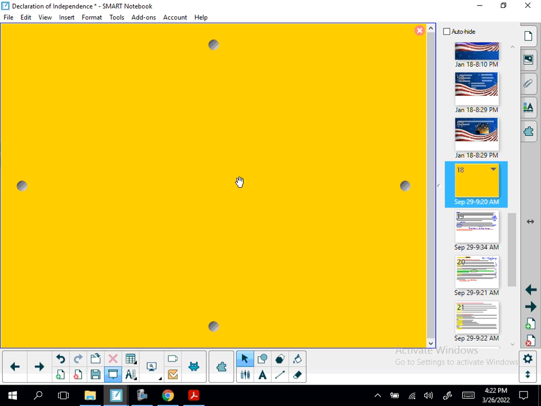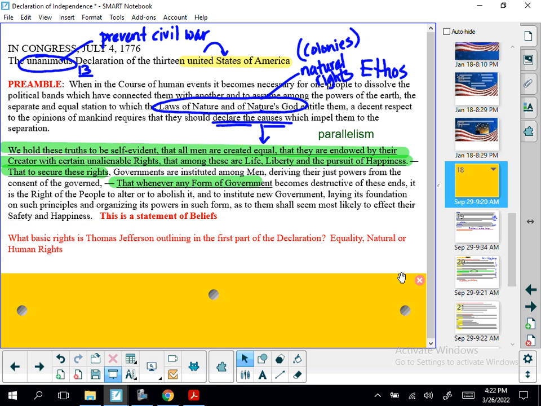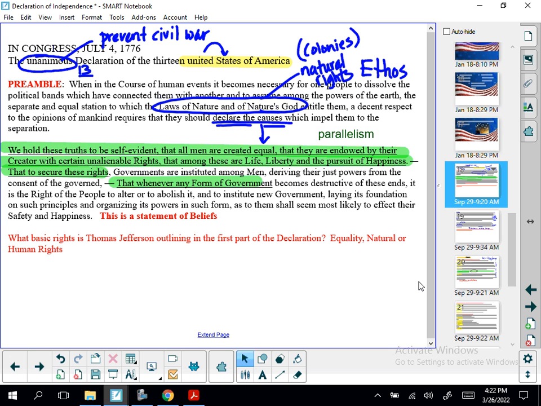So by now you should have your markers, and we're going to take a look at things like the preamble, and we're going to look at things in chunks. The first thing I'd like you to do is circle the word unanimous. The unanimous declaration of the 13 United States of America.